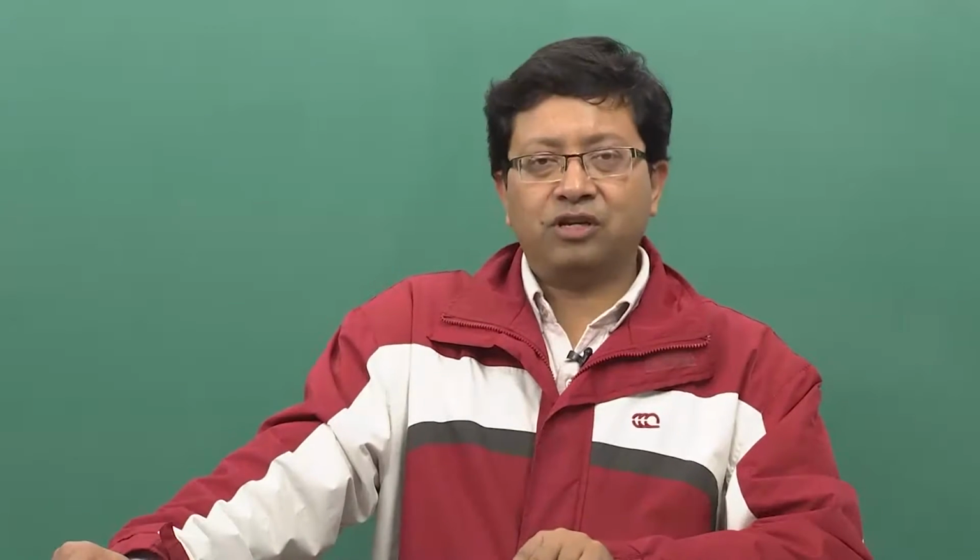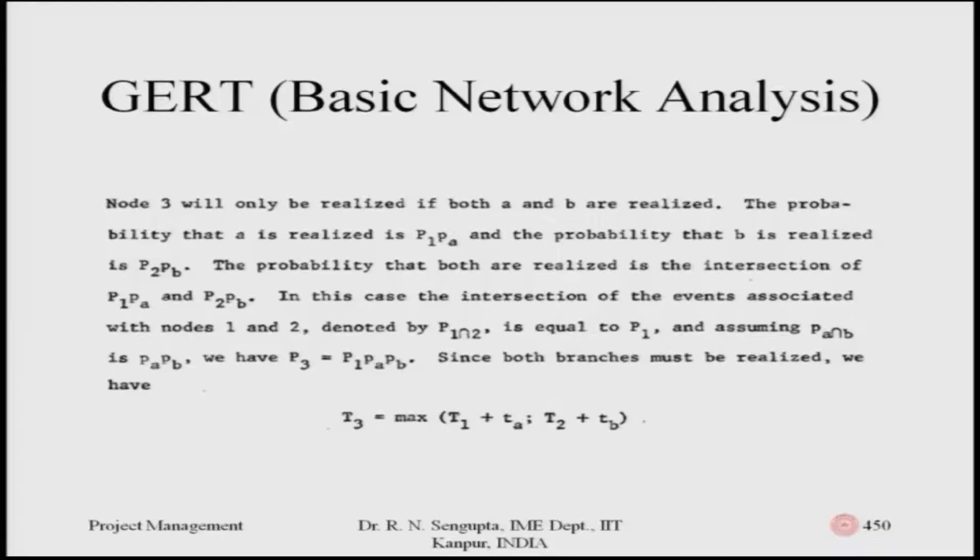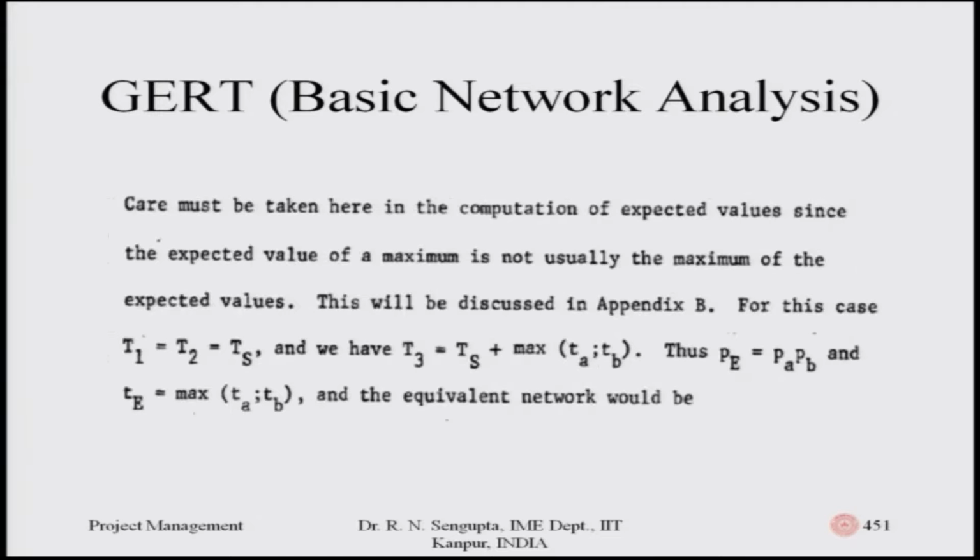In this case, where I am pointing my finger, it is P1 into Pa into Pb. If you have 3, the second part would be Pa, Pb, Pc, and correspondingly P1 would be calculated accordingly. Care must be taken here in the computation of the expected value, since the expected value of a maximum is not usually the maximum of the expected values. This is just for your information, so be careful about that.